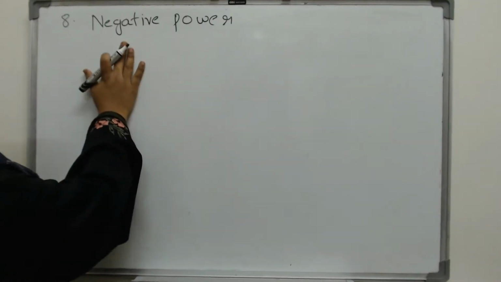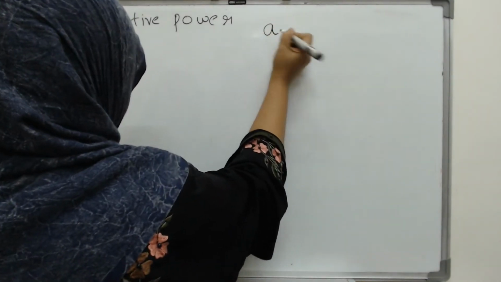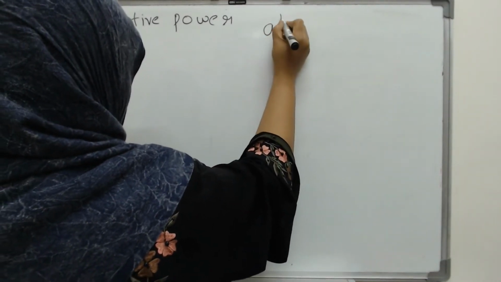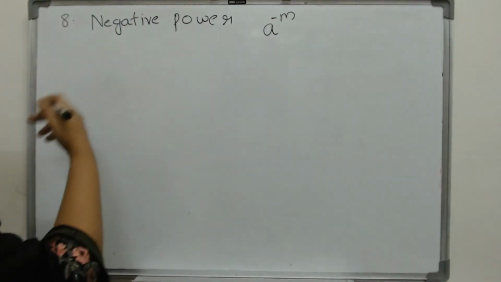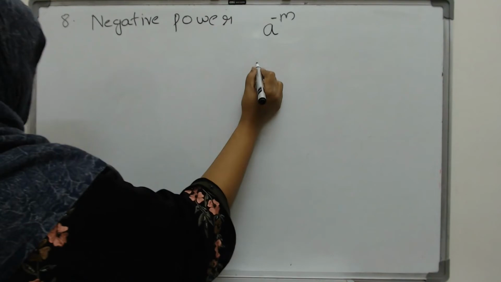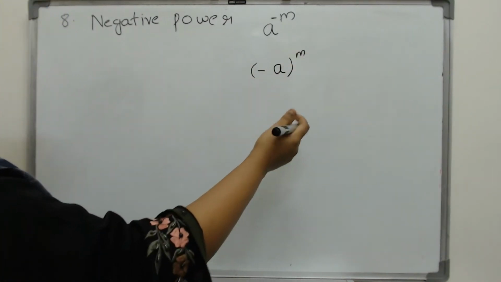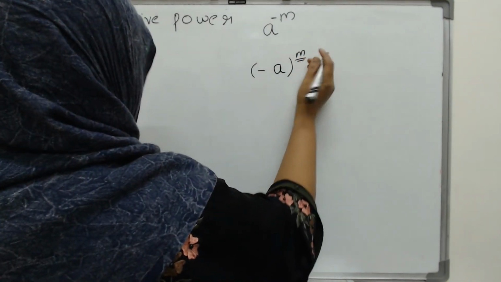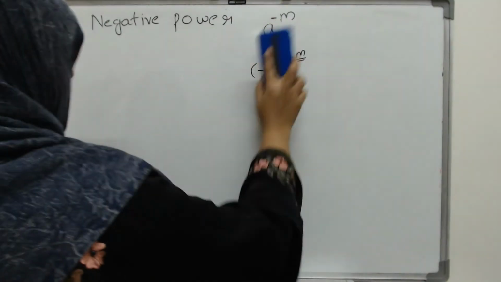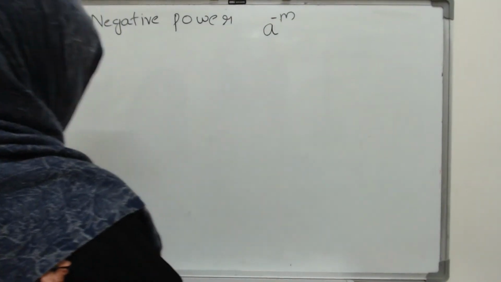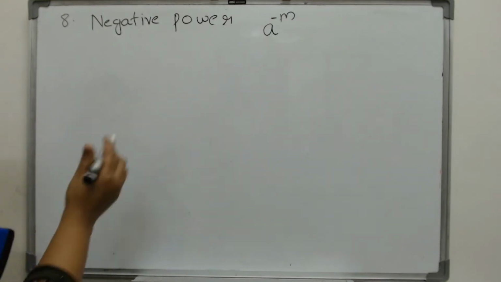Now this 8th law is about negative power. That is, the base is positive, but it has a negative power. What was the earlier one that we learned? It was about a negative base, and we learned that it depends on whether m is even or odd. But this one is about the negative power. And before we go to that, let us just brush up our reciprocals.